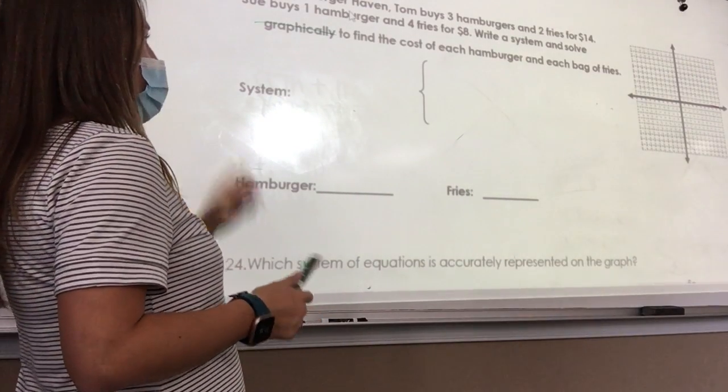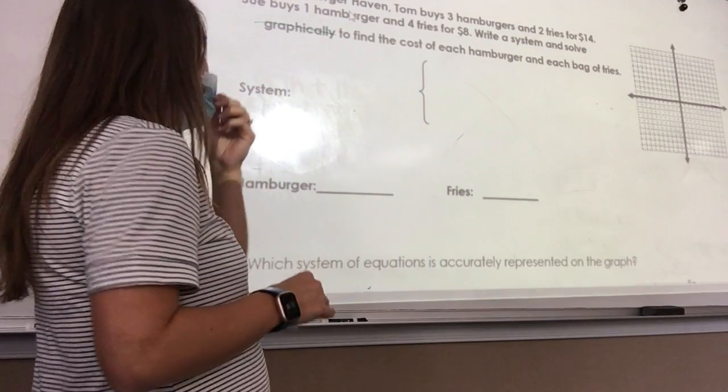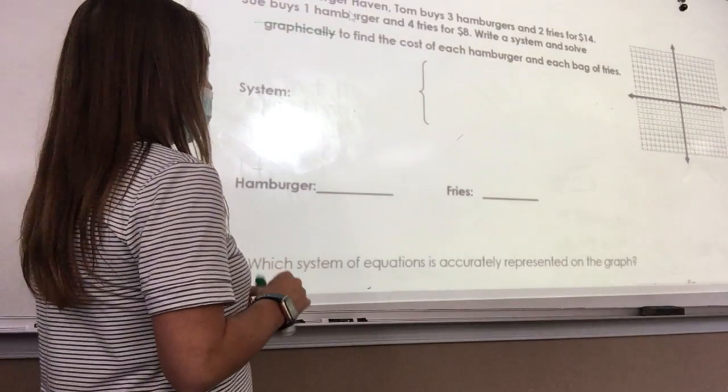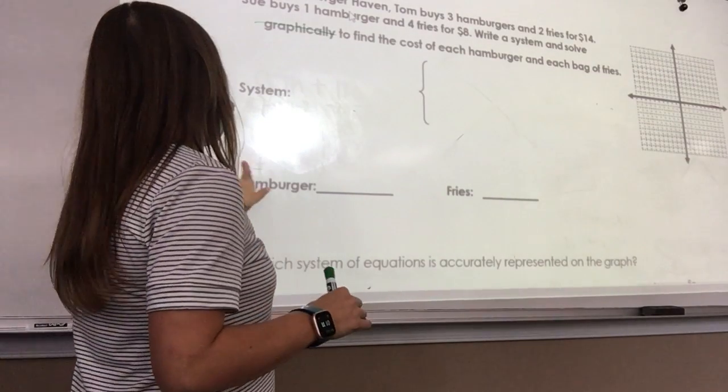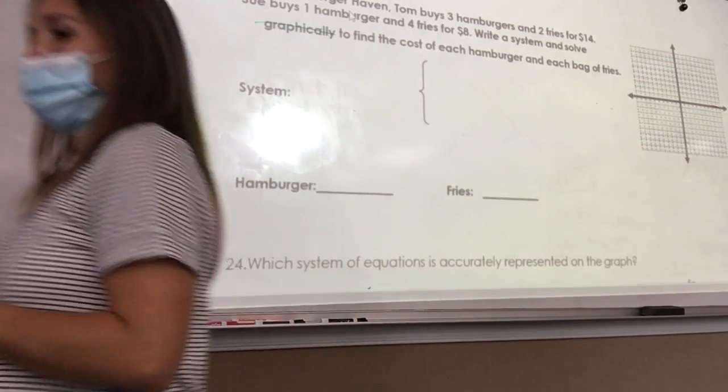So at Hamburger Haven, Tom buys 3 hamburgers and 2 fries for $14. Sue buys 1 hamburger and 4 fries for $8. This is more like it. Write a system of equations and solve. So I'm gonna give you a second to at least set it up, and if you wanna try to solve it, go for it.